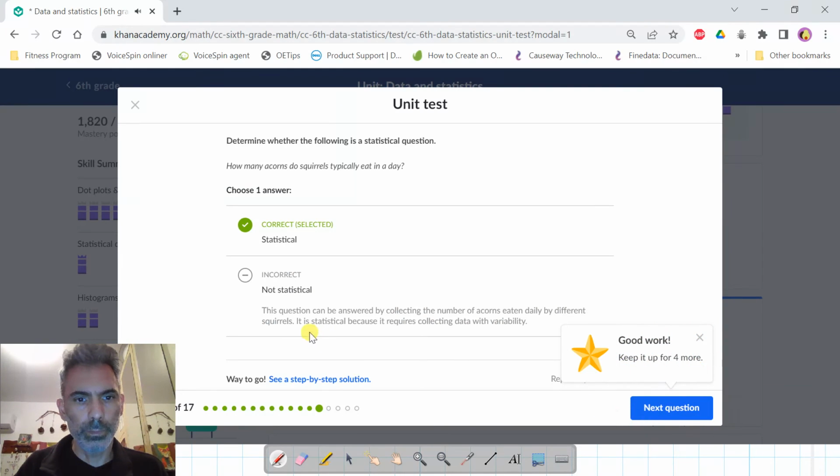Yes. This question can be answered by collecting a number of acorns, each eaten daily by different squirrels. It is statistical because it requires collecting data with variability. Okay, so not only do we need to collect data along many days, we also need to collect data about different squirrels.